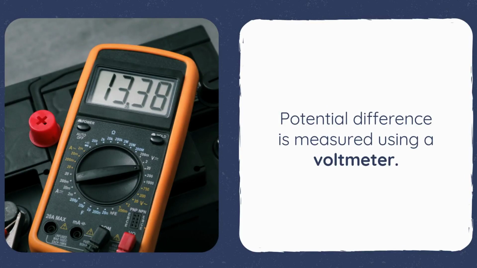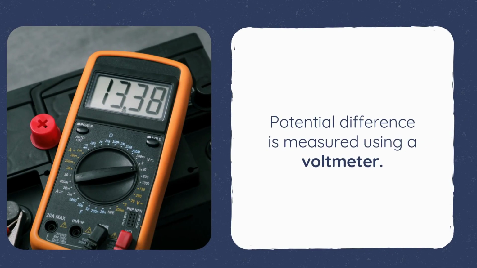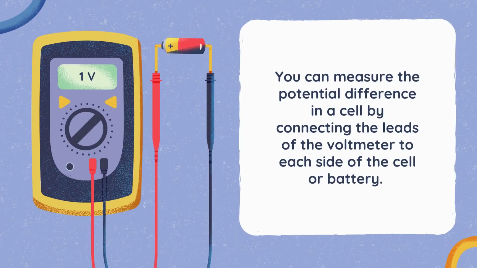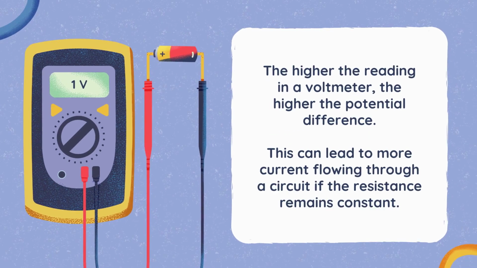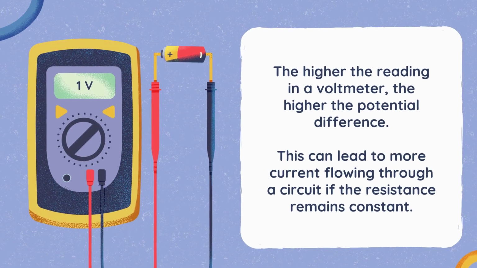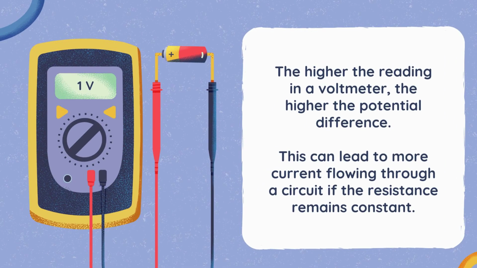Now to measure potential difference you need a voltmeter. For example, if you wanted to measure the potential difference in a cell, then you can do it by connecting the leads of the voltmeter to each side of the cell or battery. The higher the reading in a voltmeter, the higher the potential difference. This can lead to more current flowing through a circuit if the resistance remains constant.